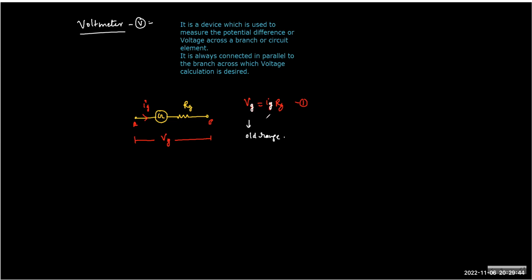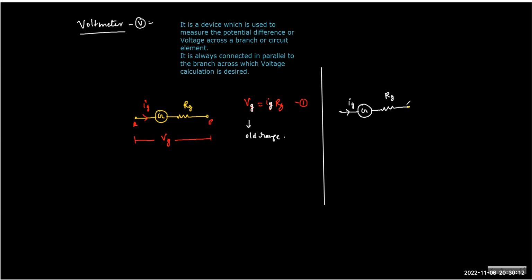So we cannot go beyond IG. What way is left to get more value? How can we achieve a bigger range of operation? Can we increase the IG? No. So what option are we left with? Increase the resistance. Correct.